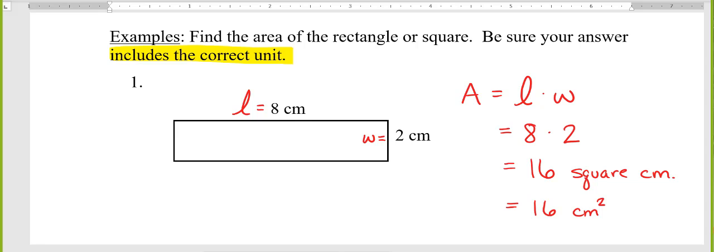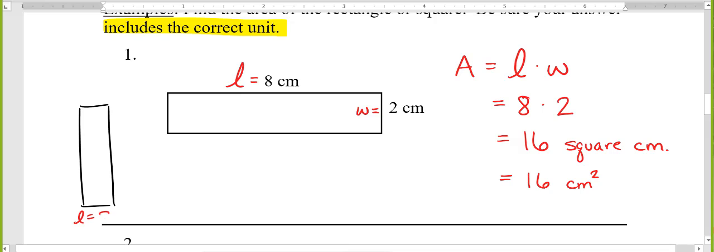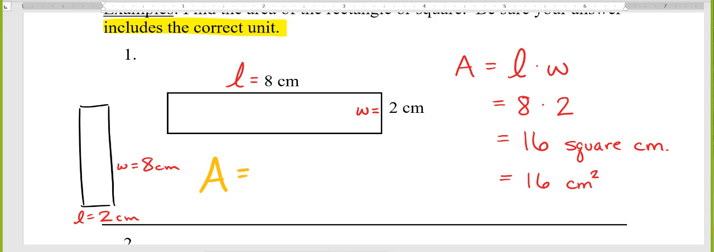Okay, question for you. How do you know which side is the length and which side is the width? It doesn't really matter. Because what if my rectangle had been drawn like this? And I said, okay, now the length is 2 centimeters and the width is 8 centimeters. Does it really matter? No. So anytime you're finding the area of a rectangle, take the length of one side and multiply it by the length of the other side. If you did 2 times 8, that's going to be equal to 8 times 2. So it doesn't matter which one you label as the length and which one you label as the width.